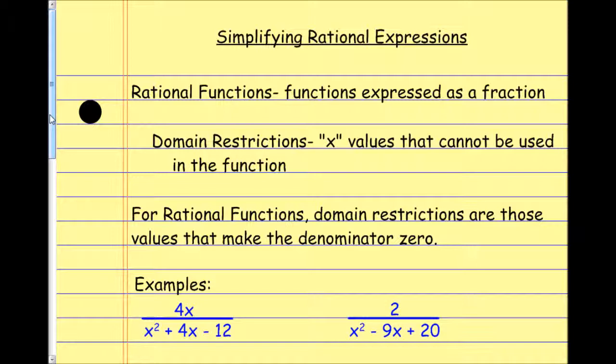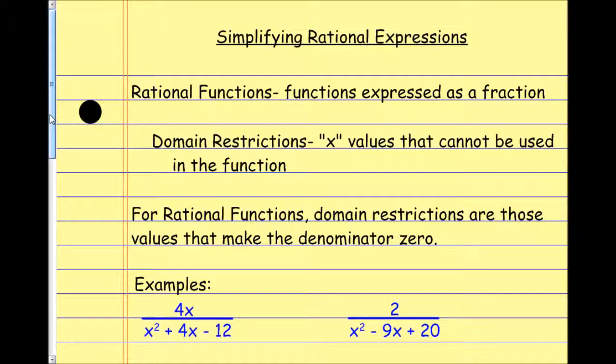When we have something like this, we need to identify what are called domain restrictions. Okay, and we've dealt with domain restrictions a little bit in the past when we talked about square root functions. We had to identify domain based on what x could and could not be. And it's the same thing here. For a rational expression, the domain restrictions are the x values that can't be used, okay? And with a rational, that means having a 0 for the denominator, okay? So domain restrictions are the x values that can't be used, that can't be plugged into the function.